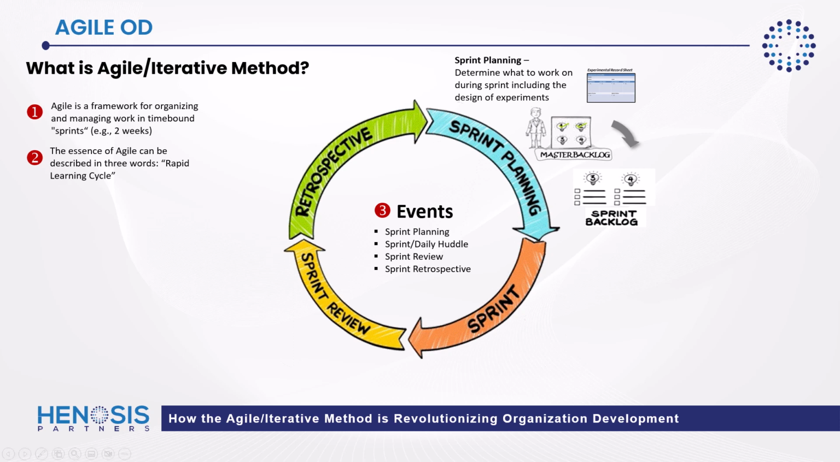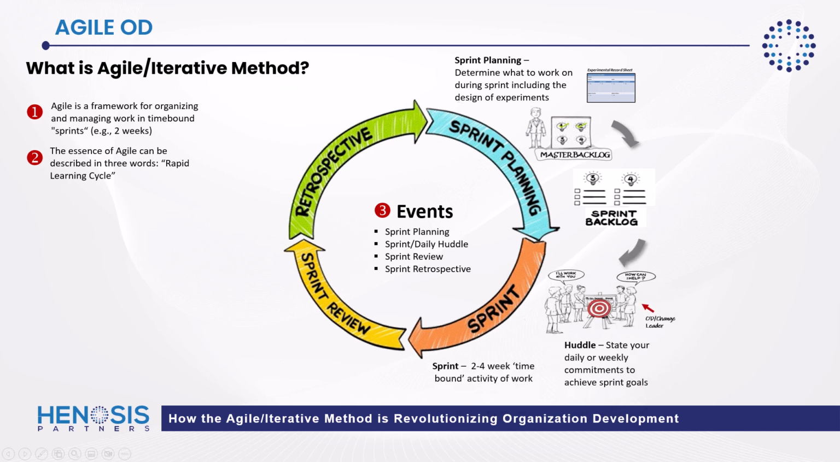And once we get clear on what we want to focus on during our sprint, we then execute the sprint, which again could be anywhere from a 2 to 4 week time-bound activity of work. And during such time, we're conducting daily huddles, which is an opportunity for those that are part of the change effort to state their daily or weekly commitments to achieve sprint goals. Your role as an OD change leader during the course of a sprint is to provide coaching to the team on how best to use the Agile framework, in addition to providing any help to clear obstacles along the way.